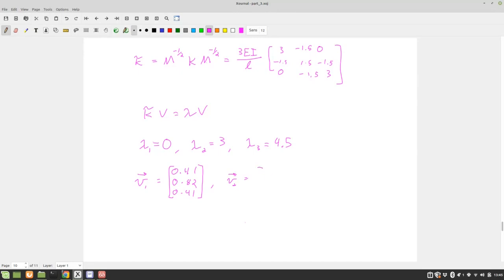V2 vector is equal to negative 7.07, 0, negative 7.07. V vector 3 is equal, I would suggest you write these down because there is a point to this, I promise. 0.57, negative 0.57, 0.57. You'll learn more when you take notes.